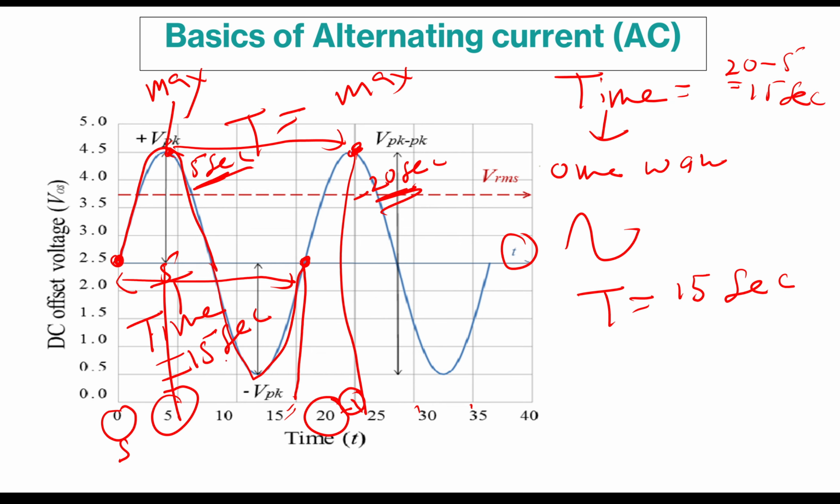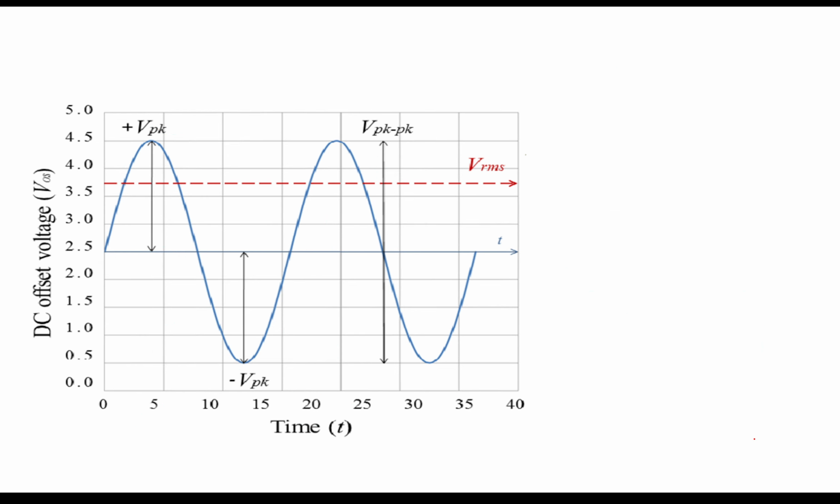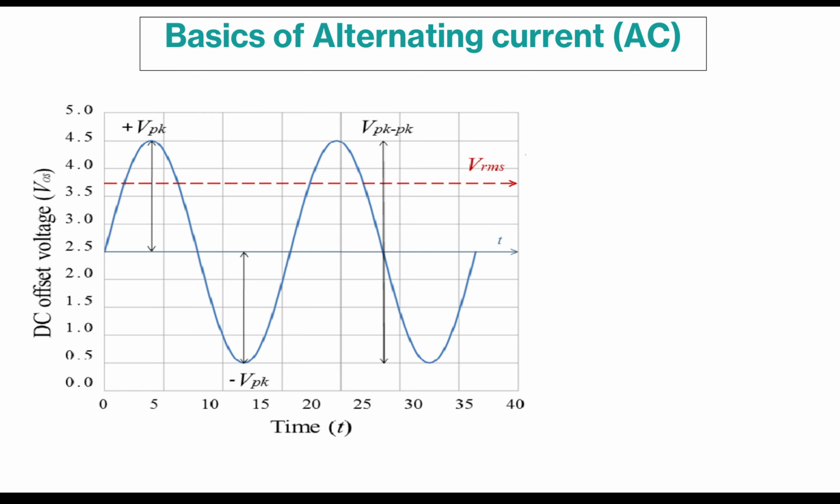Now the formula for the frequency is 1 over t. For example, if I take 15 second, it is 1 over 15. That answer is the frequency of the signal, and it will come in the unit of hertz. So now I have told you how to find the time period and then the frequency from the signal.